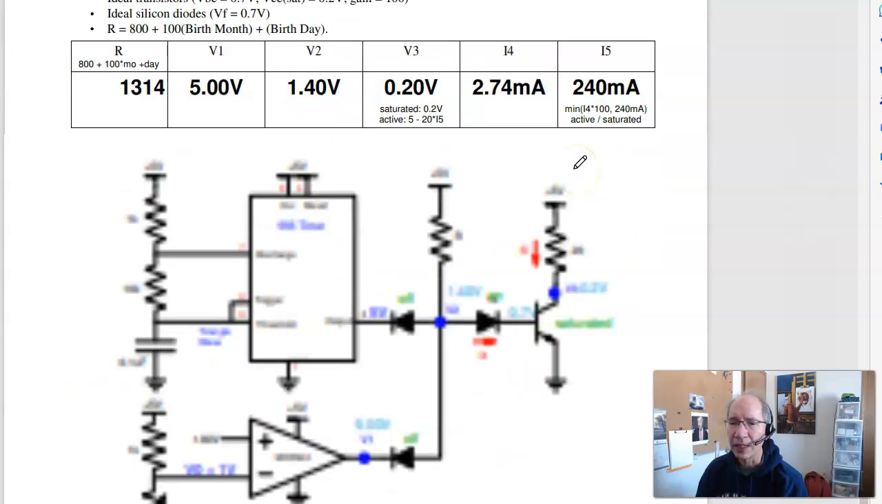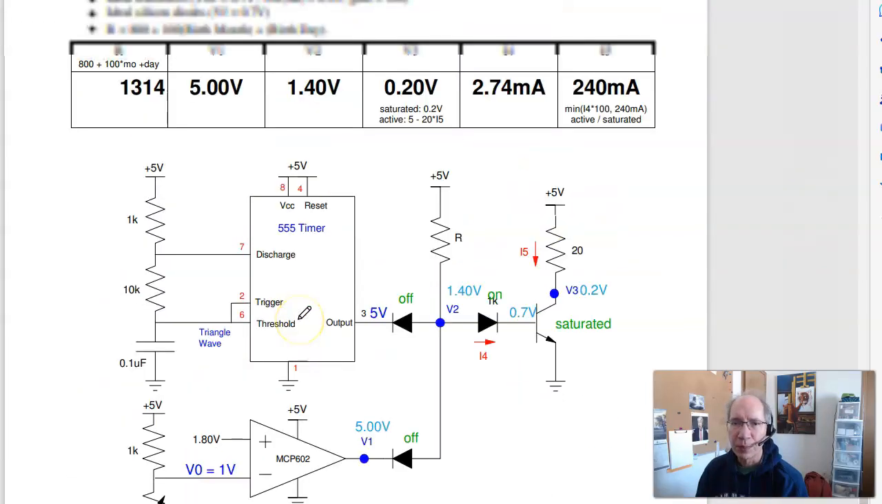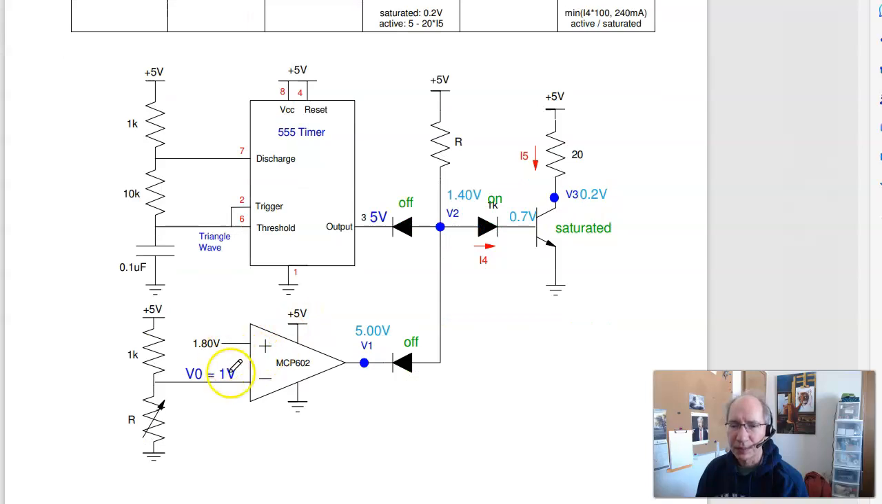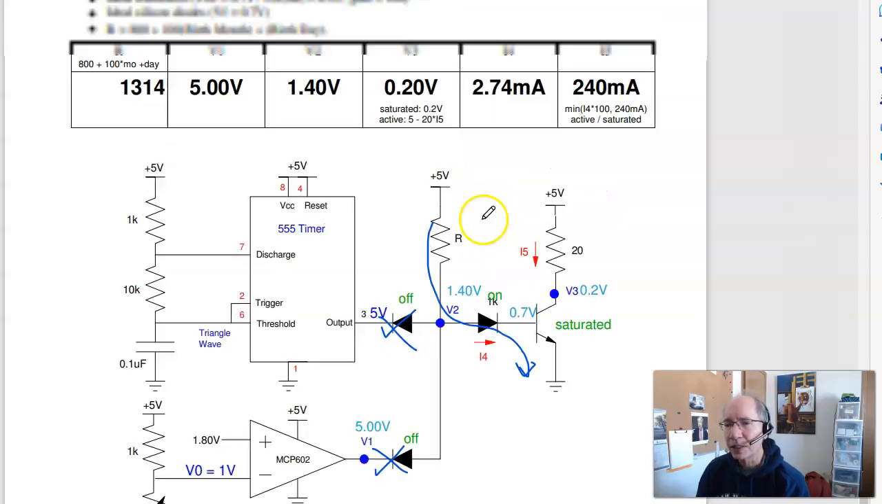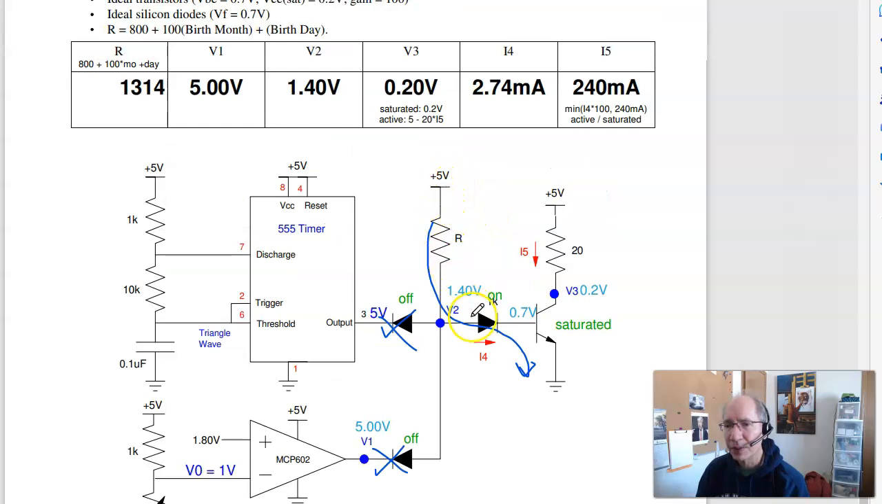On the other hand, for problem 6, if this is 1 volt, V plus is more than V minus, I slam high. When this is 5 volts, this is 5 volts, now the current finds the easiest path to ground. It now goes right. And these two turn off. When it goes right, the current is your 5 minus 1.4. I've got two diodes in series divided by R, 2.74 milliamps.